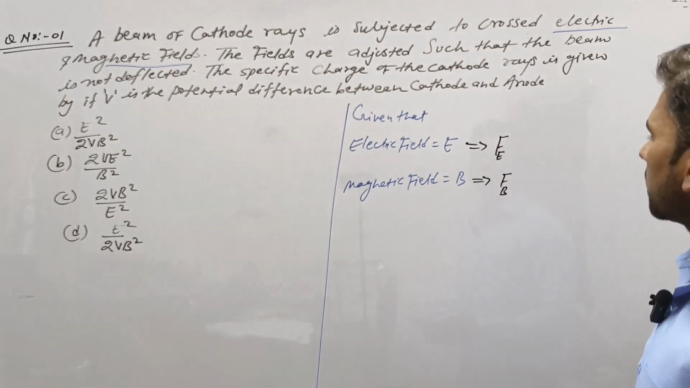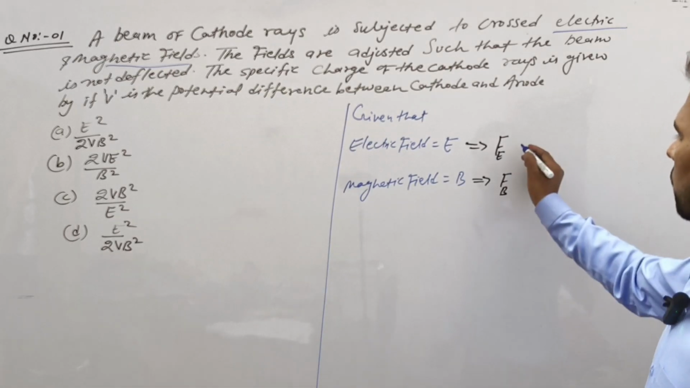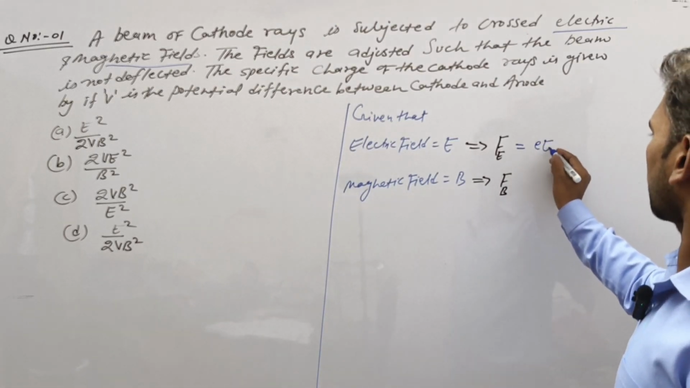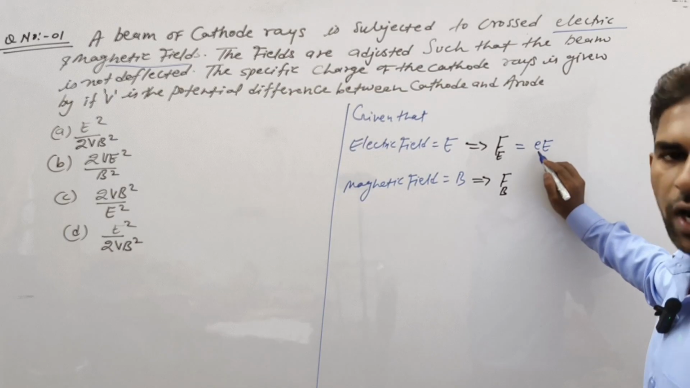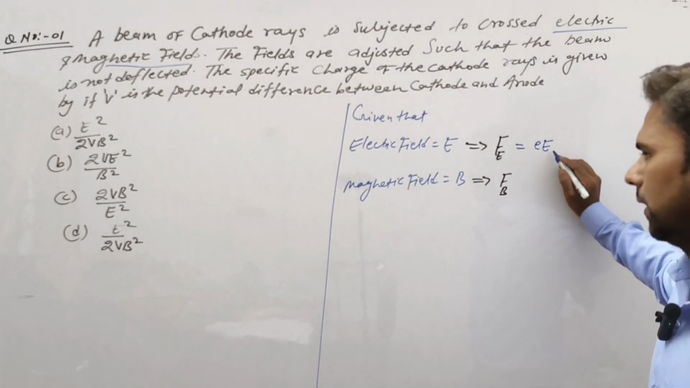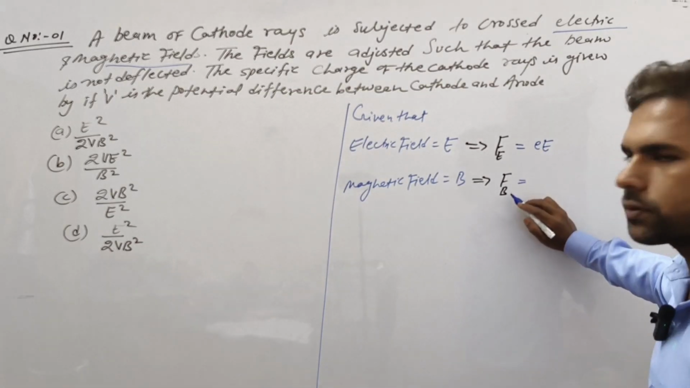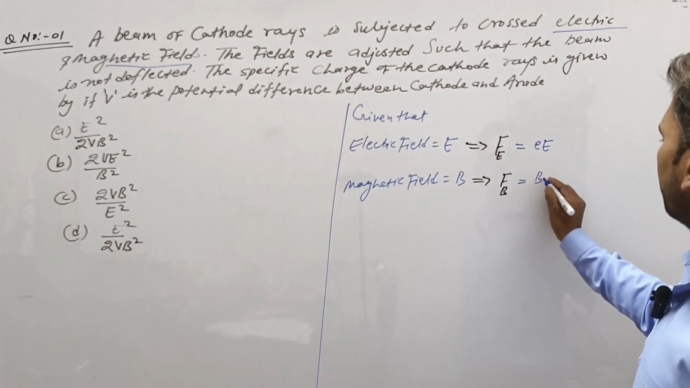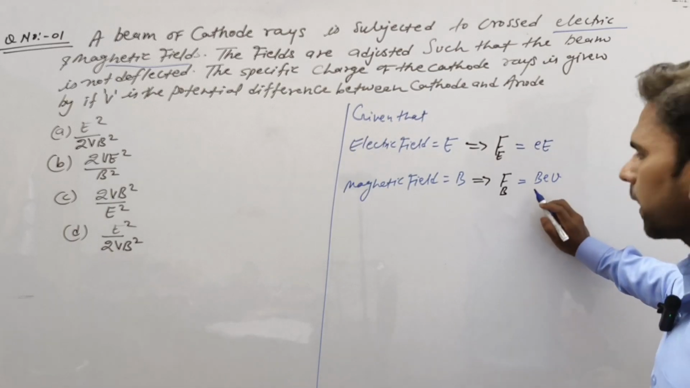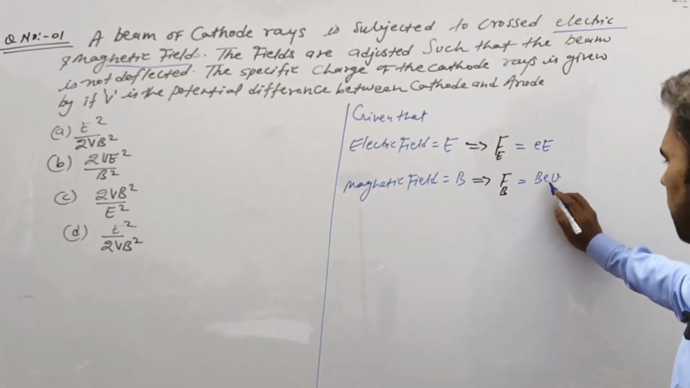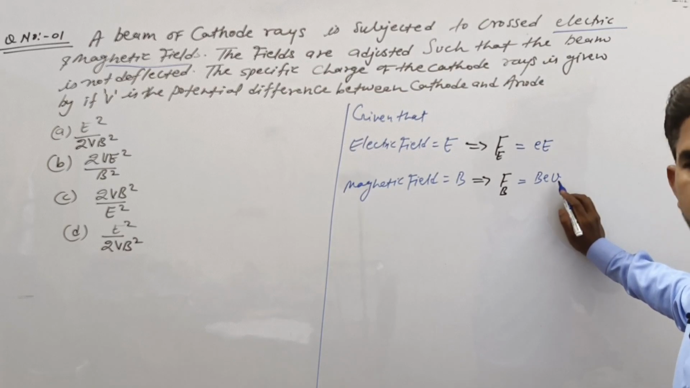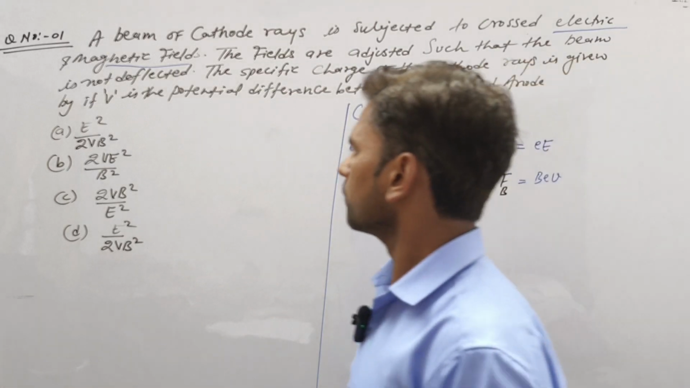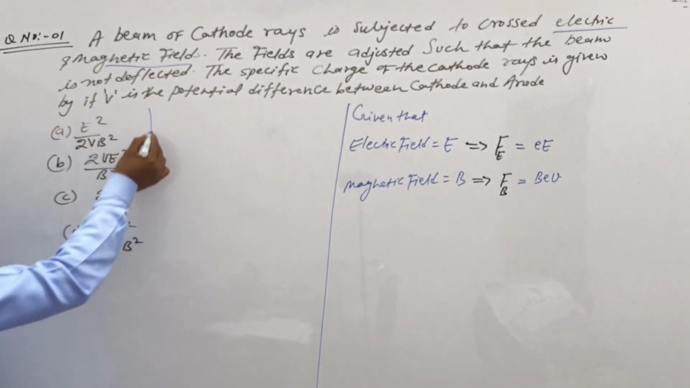Now what is the value of the force due to the electric field? It will be e capital E, where small e is the charge on the electron and capital E is the electric field. Similarly, the force due to the magnetic field you can write as capital B, e, small v. Capital B is the magnetic field, e is the charge on the electron, small v is the velocity of the electron. That is confirmed.